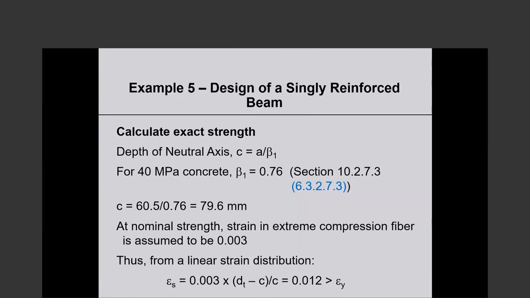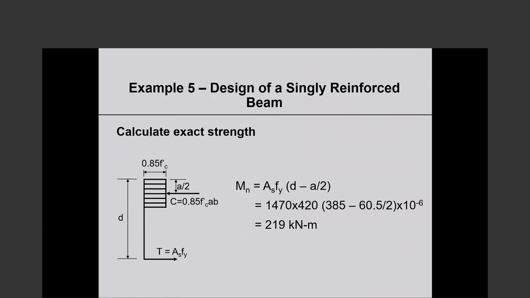At nominal strength, strain in extreme compression fiber is 0.003. So that enables us to calculate the strain in the tension reinforcement. That comes out to 0.12. That is way higher than the yield strain. So the tension reinforcement is yielding as we assumed. So now we can calculate the moment strength exactly. A sub S 1470 square millimeters, F sub Y 420 MPa, D of 385 minus A of 60.5 millimeters divided by 2, that is 219 kilonewton meters.